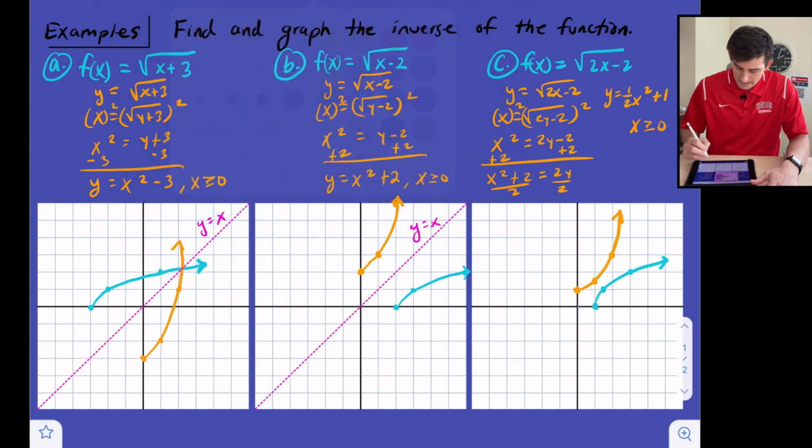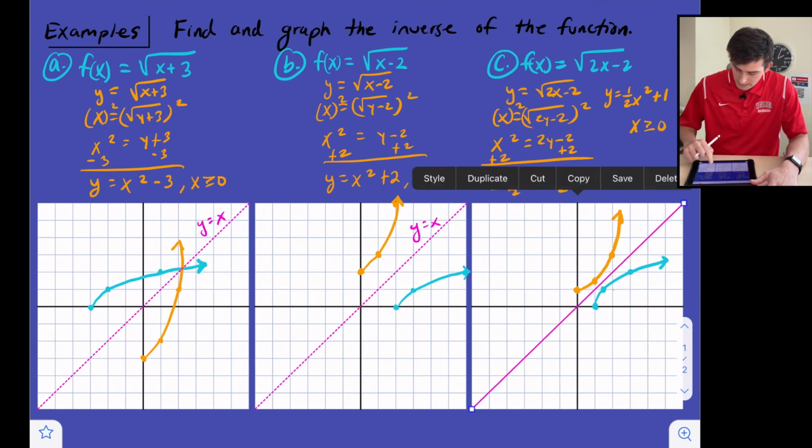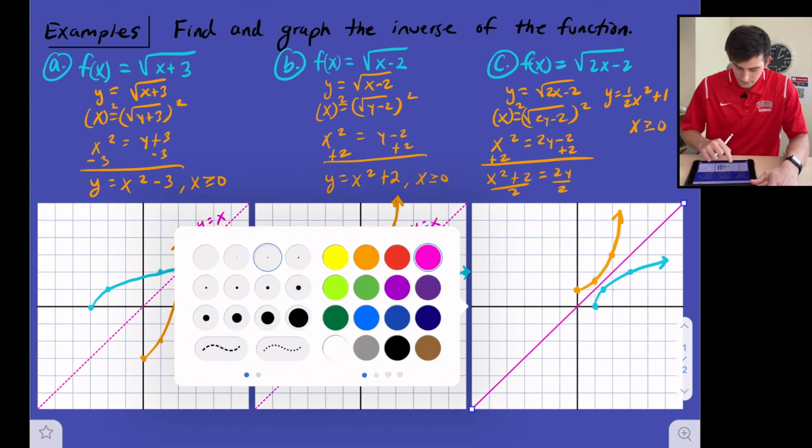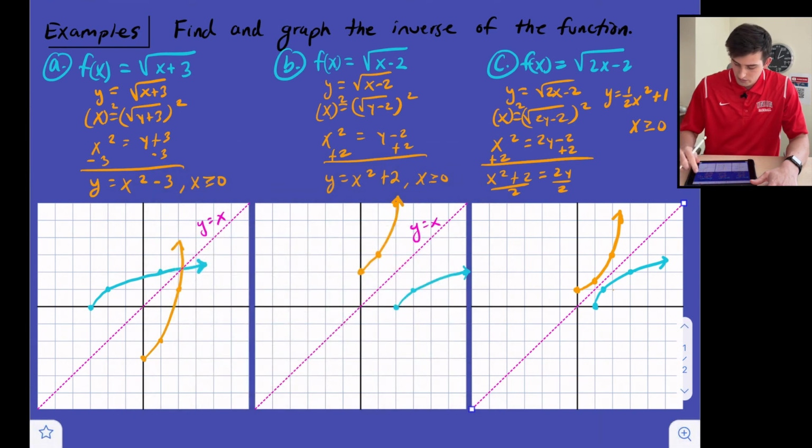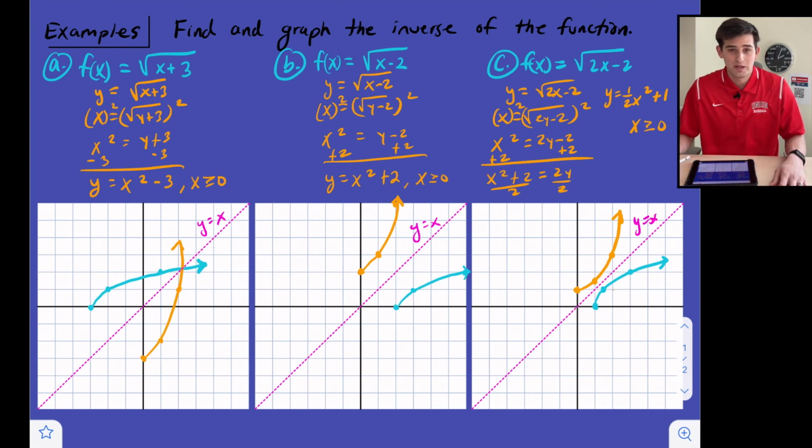All right, now we can add in our axis of symmetry, which is y equals x. And we can see there that these 2 functions are symmetrical over this line, y equals x. So they are inverses of one another, okay? And so that's how you find the inverse of a square root function.